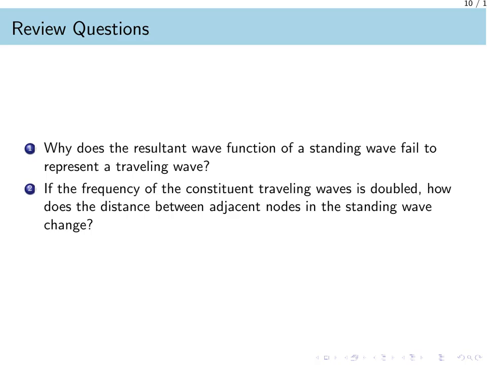To wrap up our discussion, consider these review questions to test your understanding. First, think about the mathematical form of the resultant wave function. Why does the fact that it is not a function of the quantity kx minus omega t mean it fails to represent a traveling wave? Second, consider the physical dimensions of the pattern. If we were to double the frequency of the two traveling waves that create the pattern, how would that change the physical distance measured between two adjacent nodes? Reflecting on the relationship between frequency, wavelength, and the node position formula will help you find the answer.